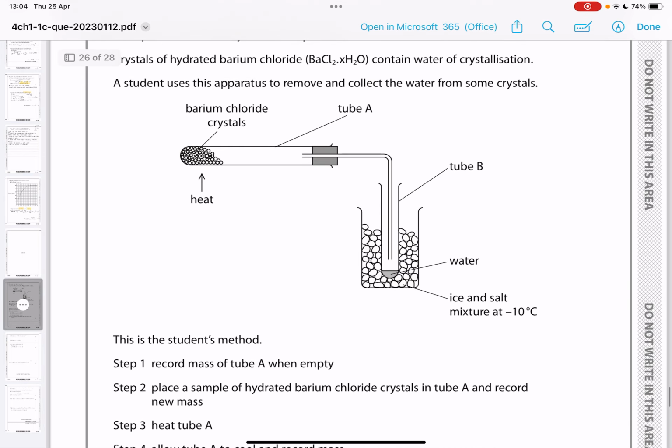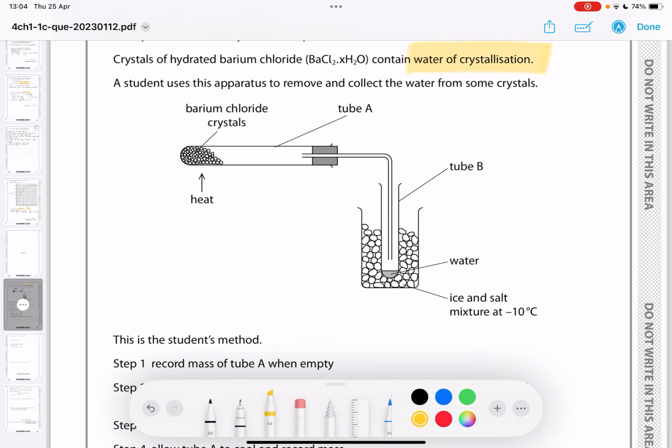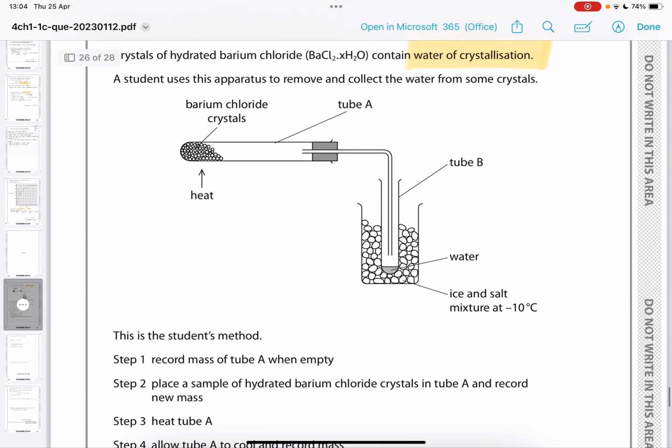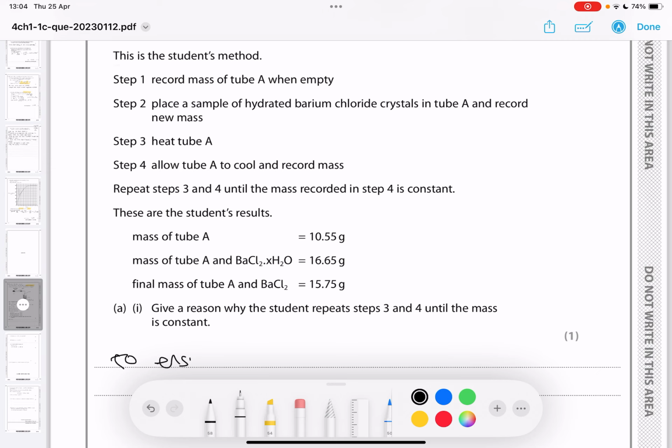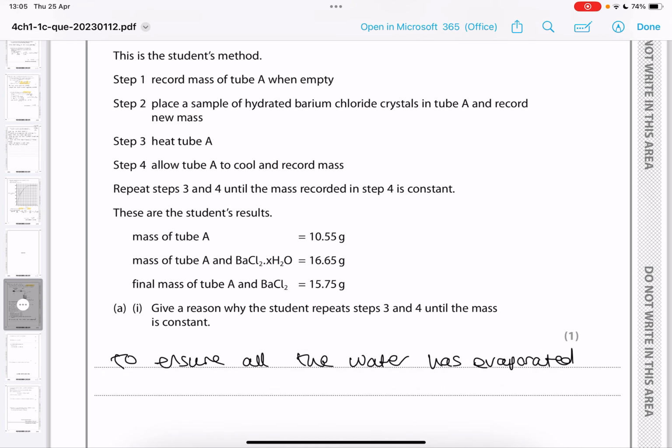So this is a very common question. It's called water of crystallization. It's given to you in the question. And the reason why it's heated multiple times is to make sure that all the water has evaporated, because you only want barium chloride remaining. So the reason why it's heated until the mass remains constant is to ensure all the water has evaporated. That's the whole purpose of water of crystallization. You want to evaporate all the water to make sure you only have crystals of barium chloride in this example. Okay, let's move on.